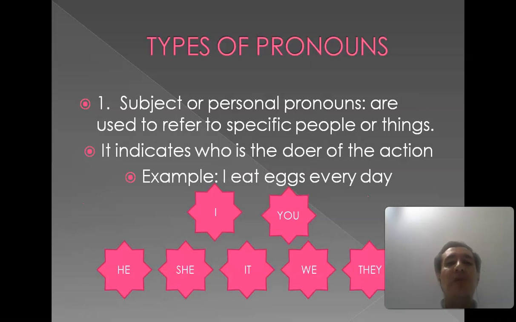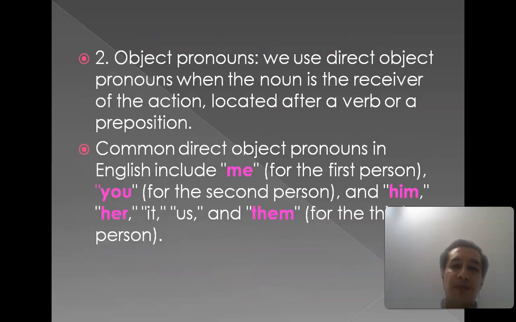Types of pronouns. Subject or personal pronouns are used to refer to specific people or things. It indicates who is the doer of the action. As an example, we have: I eat eggs every day. Here we already know the pronouns I, you, he, she, it, we, and they.